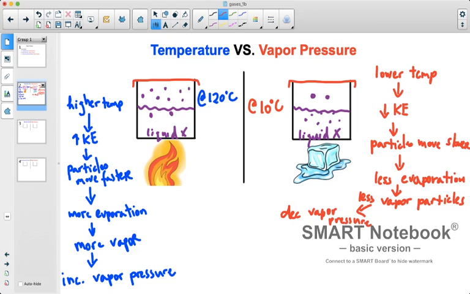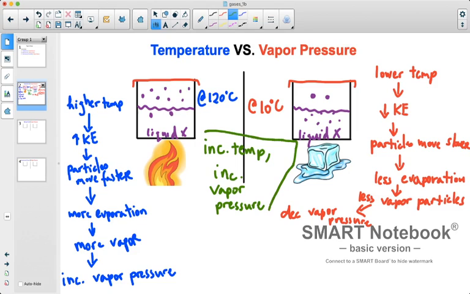By setting up these two examples, putting one under a Bunsen burner and one on ice, we tend to see that the relationship is that as we increase our temperature, we're also going to increase our vapor pressure. And that's the first relationship that you have to remember. At higher temperatures, we're going to have more vapor and a higher vapor pressure.